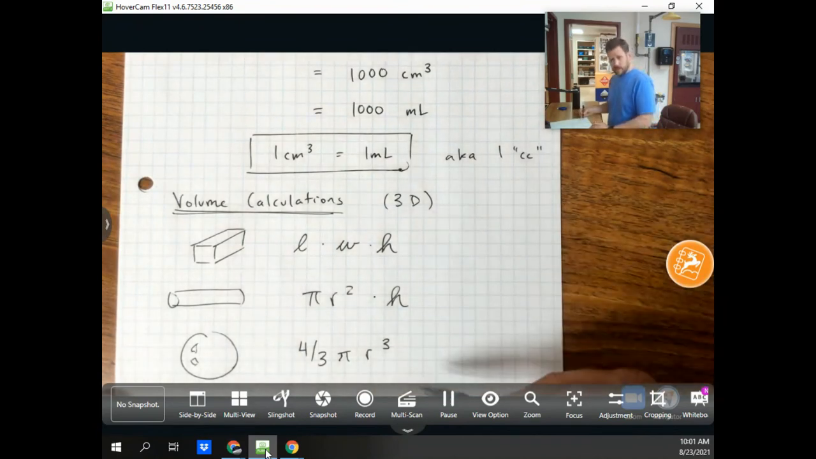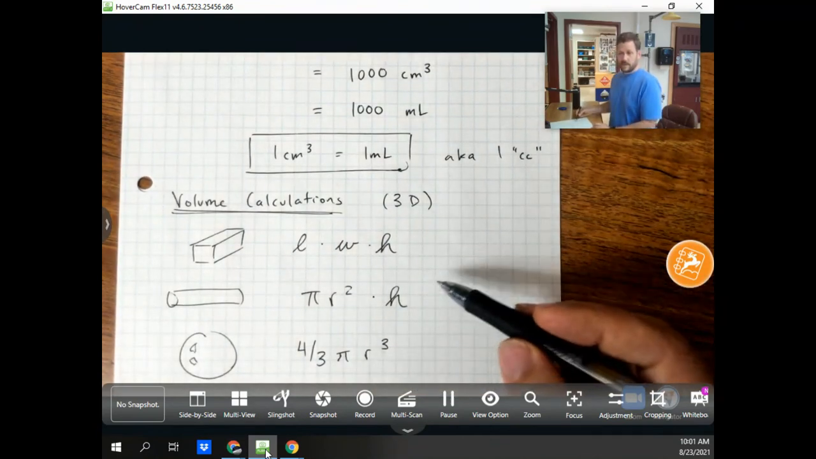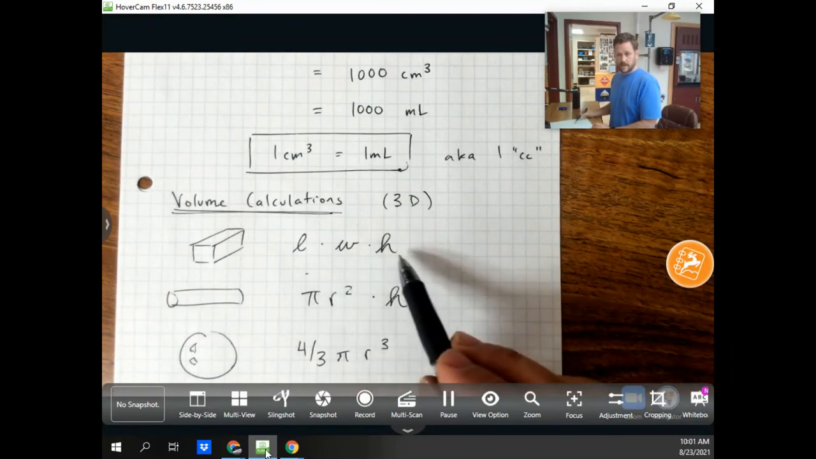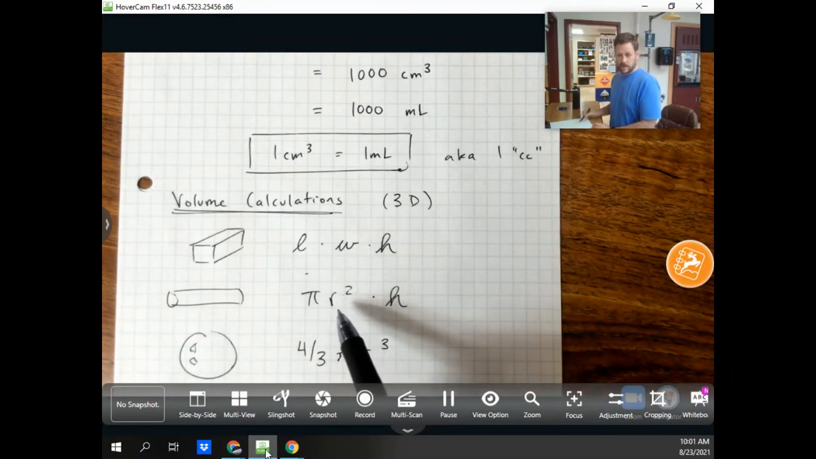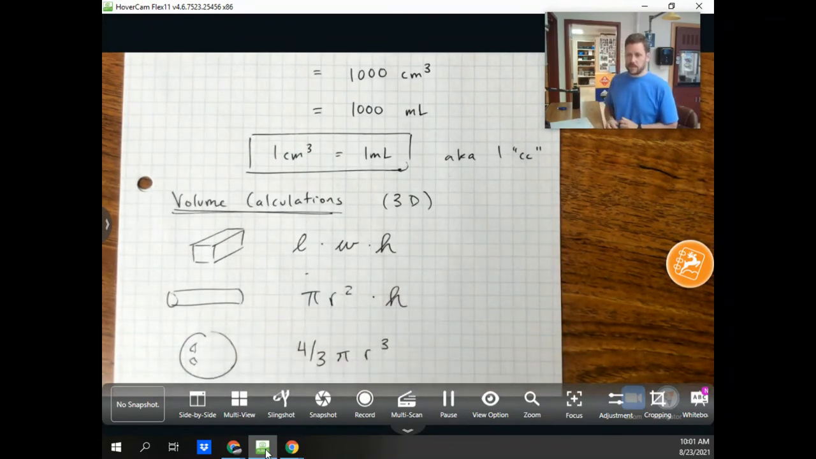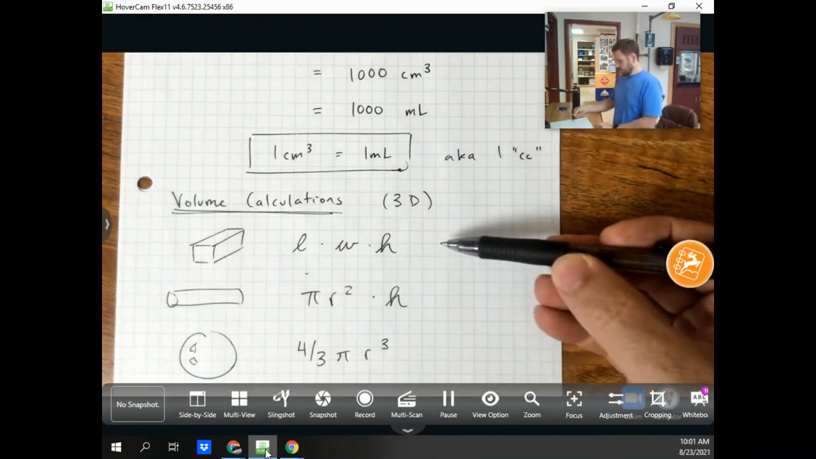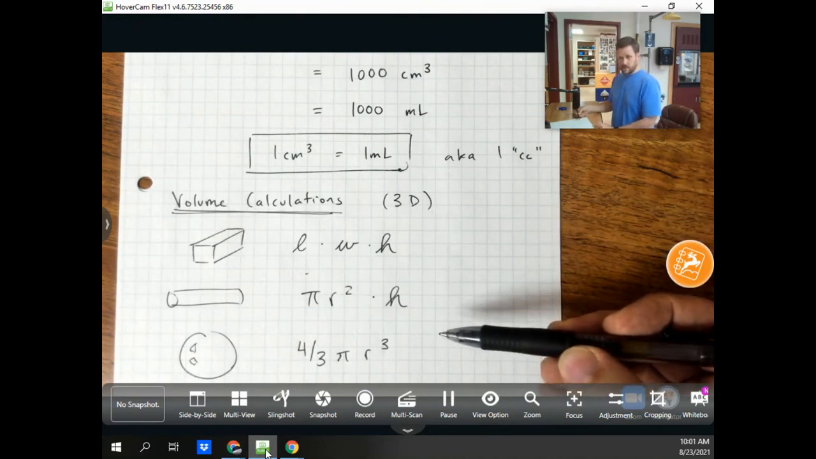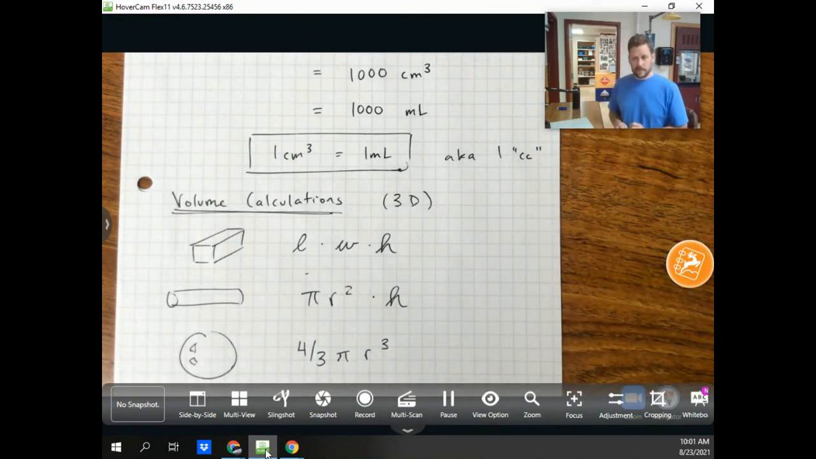So notice in each of these cases, we have a distance cubed, distance by distance by distance, or here, distance squared by distance, and so on. So we're always going to get, if we're measuring our distances in centimeters, a volume in milliliters. So those are all examples of volumes that can be calculated, as opposed to the volume of a liquid, which would be measured directly. So let's take a break there.